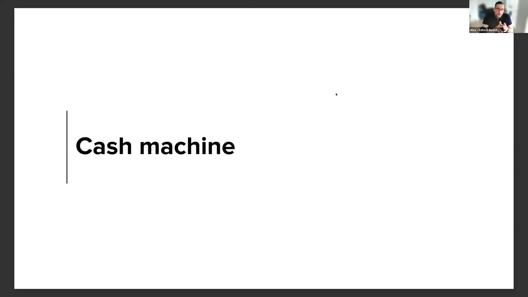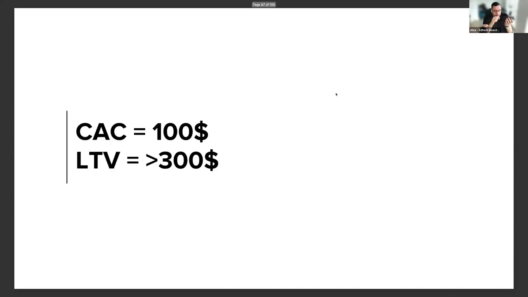And ideally, you need to have a cash machine. Imagine you have $100, you have a cash machine, and you put $100 here, and from the other side, this is a black box, right? You have $300 or more. This is a business model.